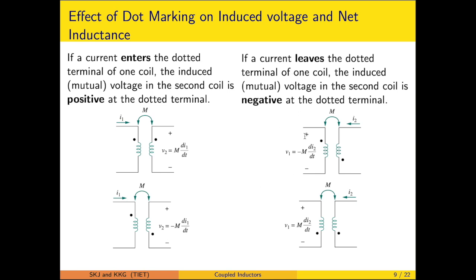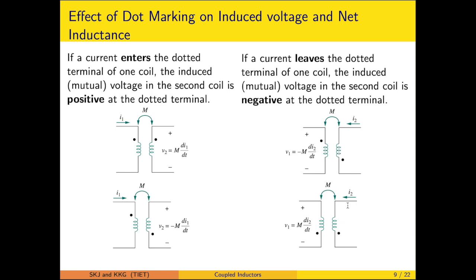In this, when the current is leaving the dotted terminal, mark the dotted terminal of the second coil as negative, or you can say mark the undotted terminal as positive. So that particular procedure is explained. Here, say the current is leaving the dotted terminal. This dotted terminal is to be marked negative, or the undotted terminal as positive. Both have the same meaning when we are measuring the voltage from bottom to the top.